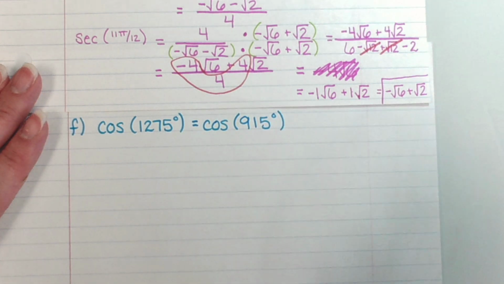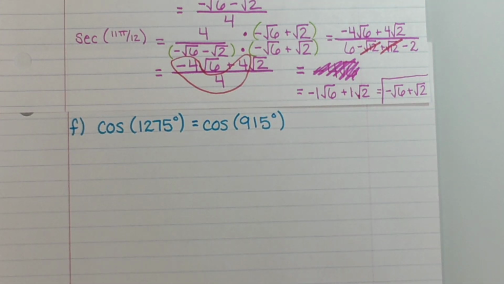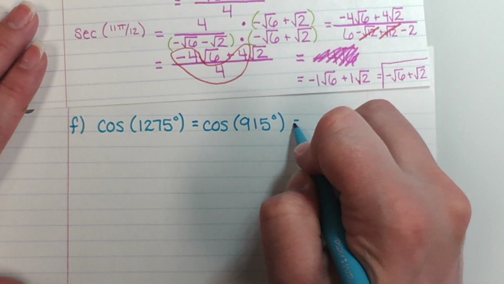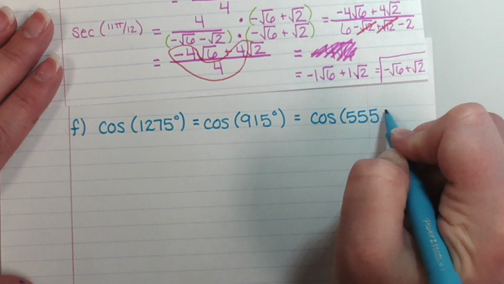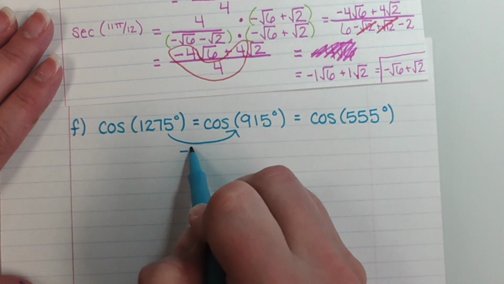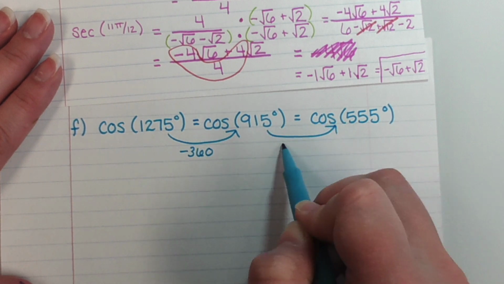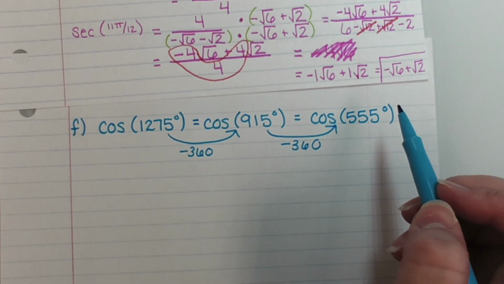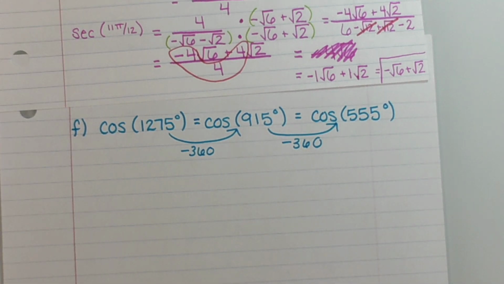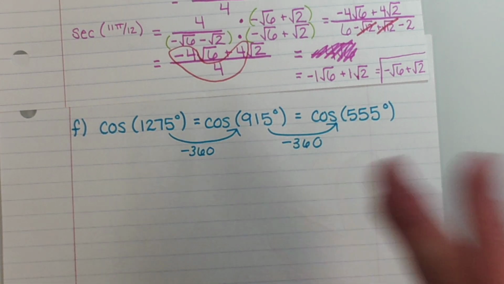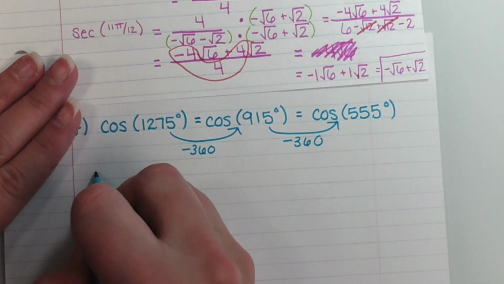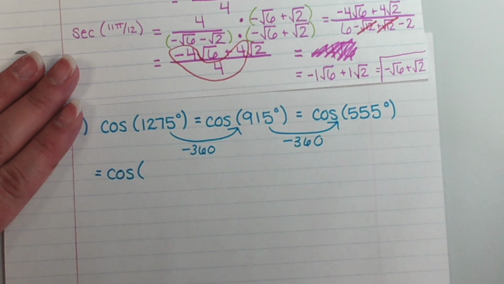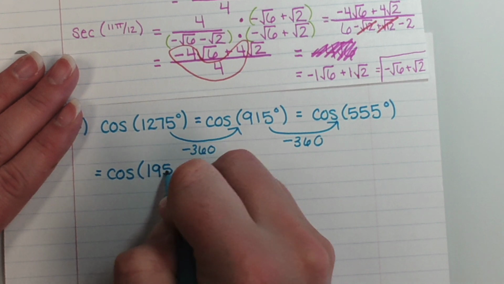915. I heard it finally. Is that easy to work with? No, I do it again. 555. Still probably not the easiest thing to work with. I could. I would be working with some angles in the 200s and I would get there. Is it obvious? No. I'm going to do it again. 555 minus 360 is 195. Is that doable?